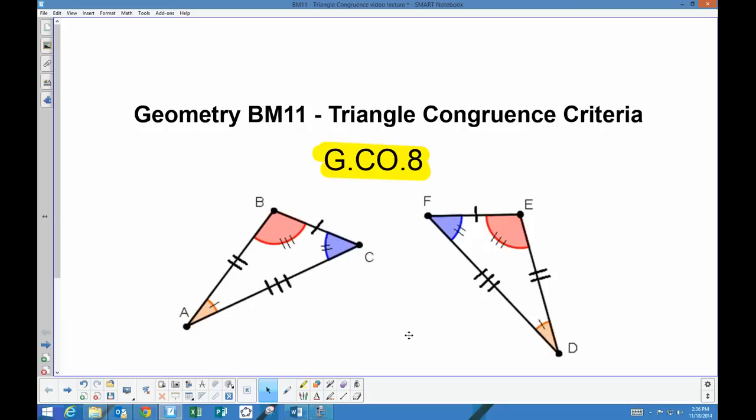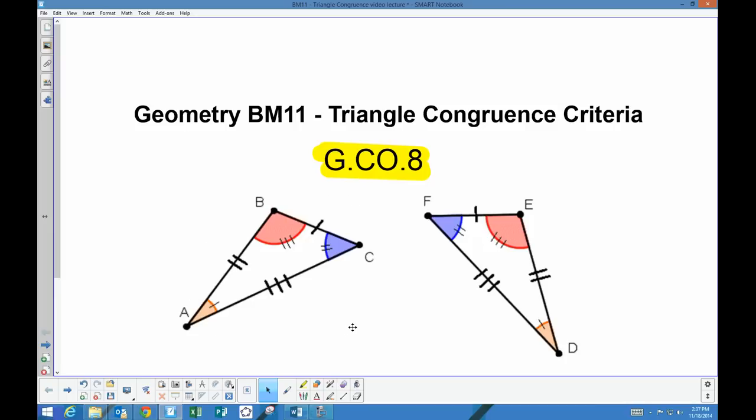Today we're doing Geometry Benchmark 11, Triangle Congruence Criteria. The Common Core standard for this benchmark is right here, G.CO.8. The way I'll structure this video lesson is the first half, I'm just going to show you and explain to you exactly how these different criteria work. And then the second half, I'll have some notes pages up for you to copy down that are easy to read and understand. So for this first part, if you'll just pay close attention to what I'm saying and showing, I think that'll help most, and then you can copy the notes down at the end.